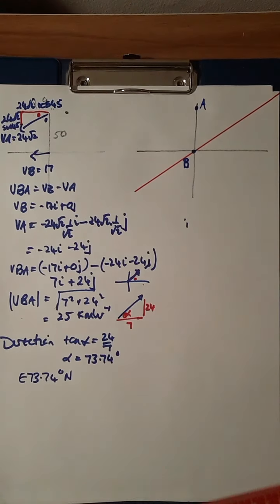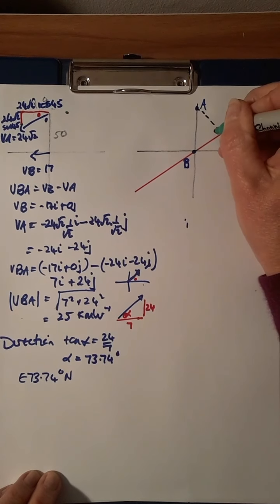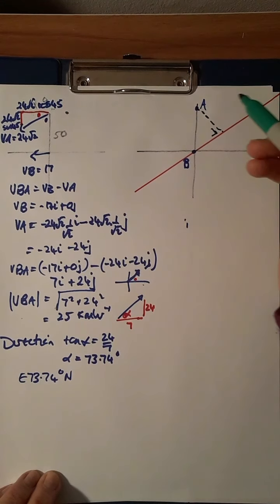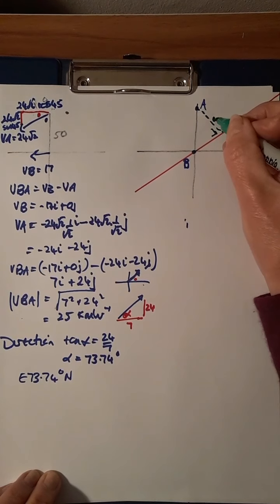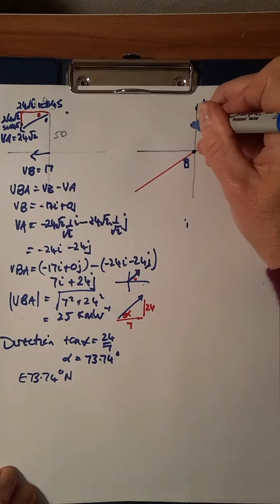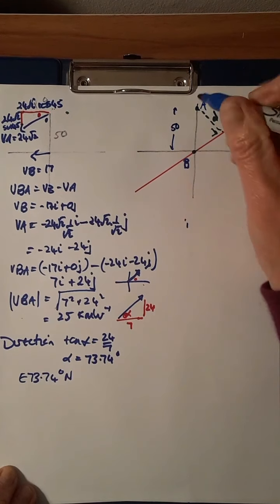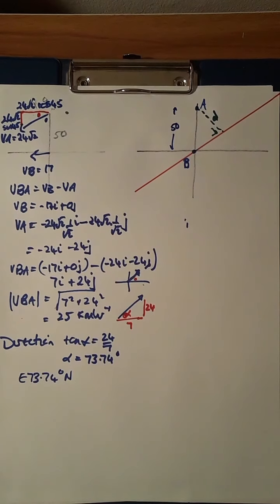Okay, so that's my VBA. I'm going to drop a perpendicular from A down onto it, and it's going to hit that at a right angle. And that dotted line there, that's the closest distance that they can be to each other. So that's D. We'll call that D. And of course we know what this is. This is 50, isn't it? That distance from there to there is 50. I was told that already at the beginning.